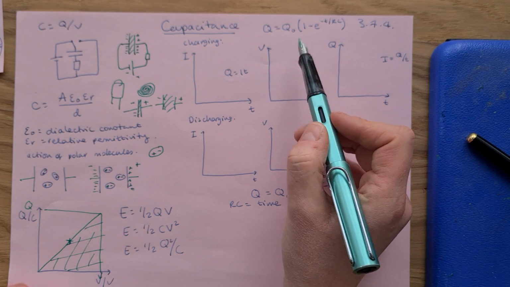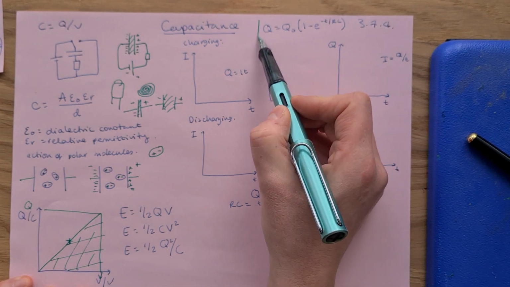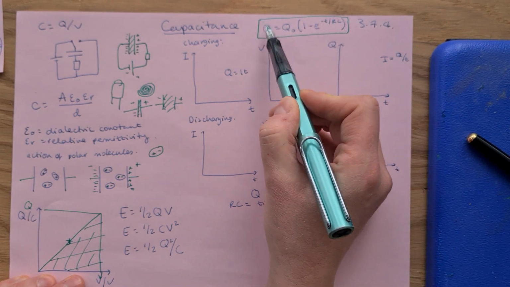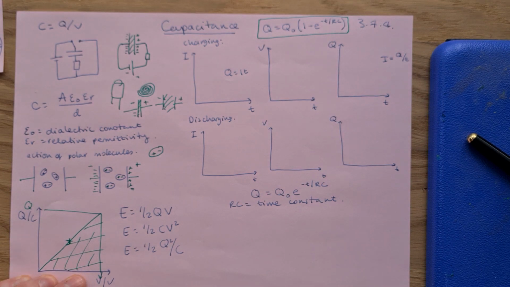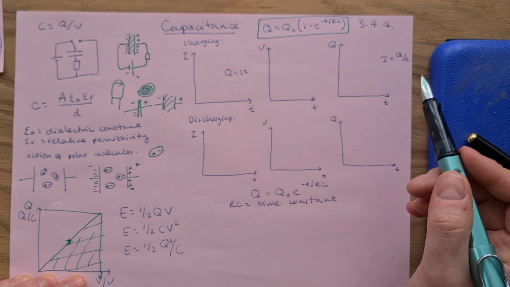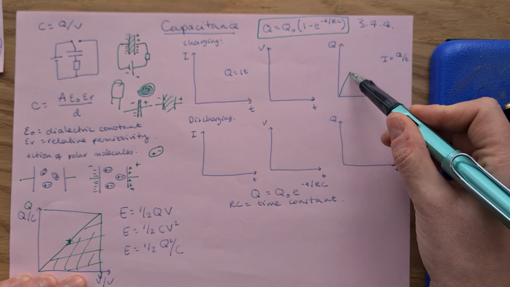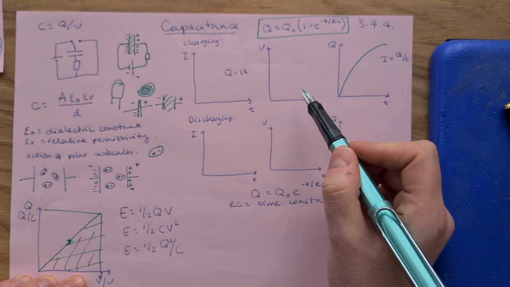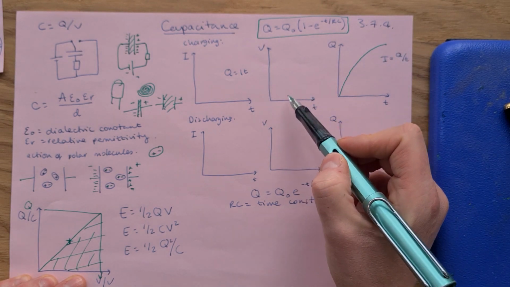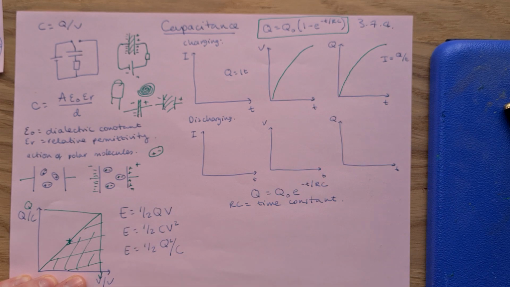There's this equation here, the equation for capacitor charge: Q is Q0 times (1 minus e to the power of minus t over RC). For something charging, that equation, if you were to plot it, would look like this. It's an exponential increase. The same for the potential difference across the capacitor: it exponentially increases until eventually it matches the potential difference of the battery. The charging current though decreases.